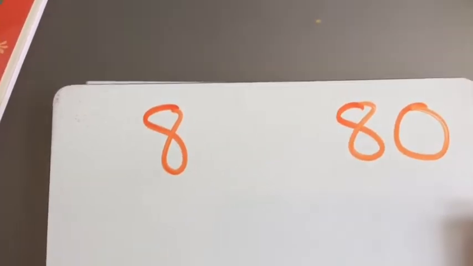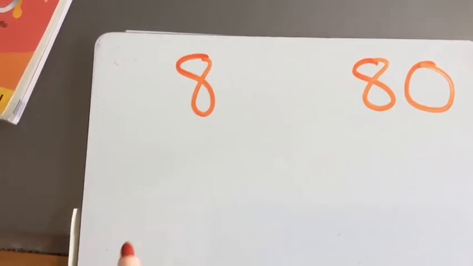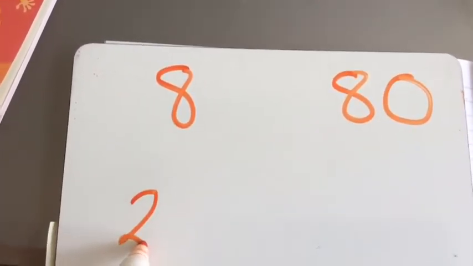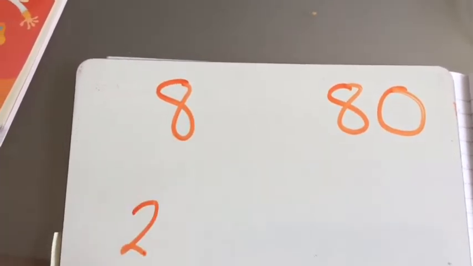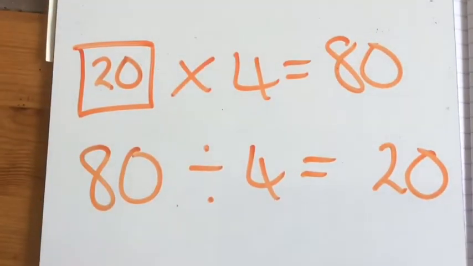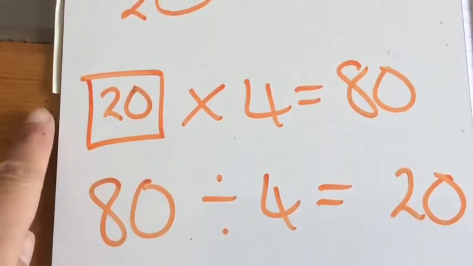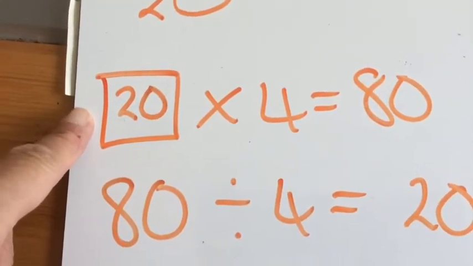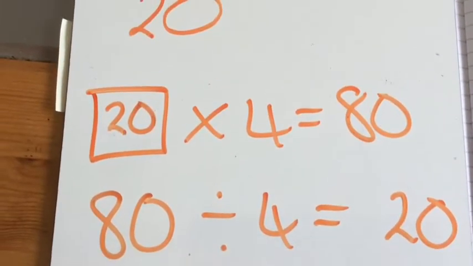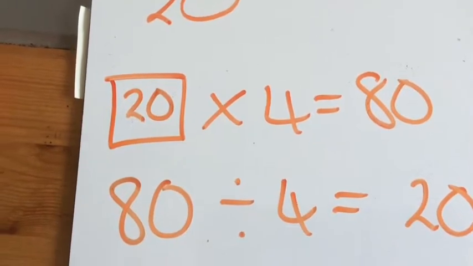Let's change it slightly. Let's think about the 4 times table with these 2 numbers. How many 4s are there in 8? Hopefully you think there's 2. So how many 4s are in 80? So this is what you've just worked out. Remember, not just that multiplication is commutative, but look, it's the inverse of division. If you know 20 times 4 is 80, you know 80 divided by 4 is 20.